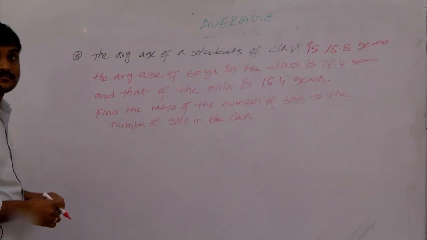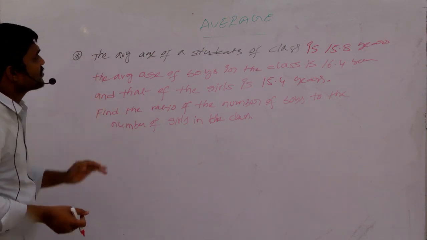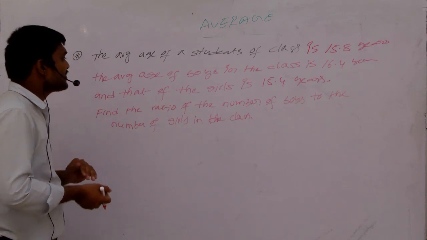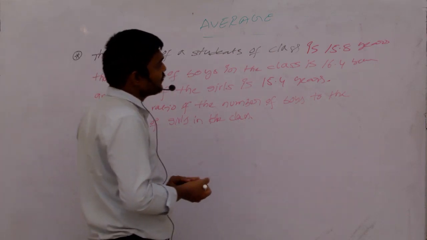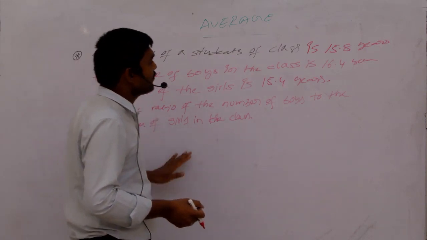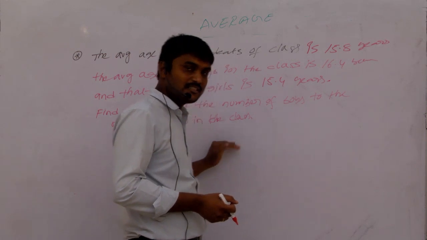Okay, so the next problem. The average age of the students of a class is 15.8 years. The average age of boys in the class is 16.4 years, and that of the girls is 15.4 years. Find the ratio of the number of boys to the number of girls in the class.